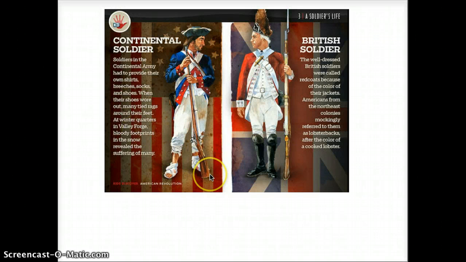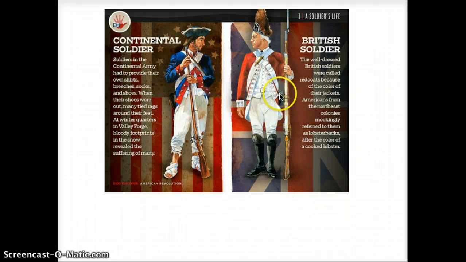This is a picture of the two different types of soldiers that fought in the American Revolution. On this side, you have the Continental soldier, who is from the American colonies, or the Patriot side. On this side, you have the British soldier who came over from Britain to fight the colonists. It's very apparent that one side had more of an advantage over the other, so it's an amazing victory for the colonists that they even won the war.